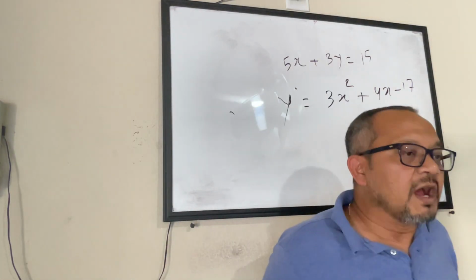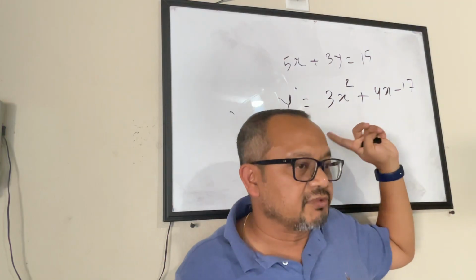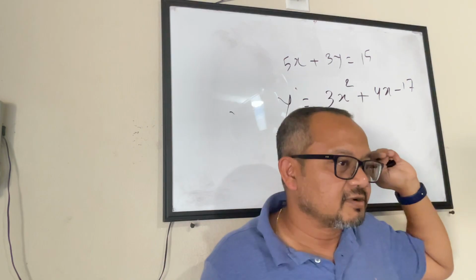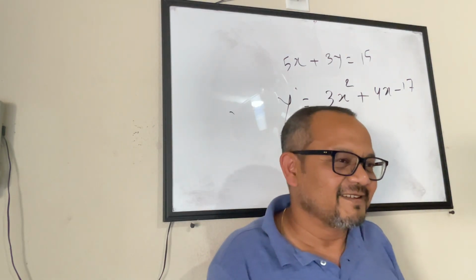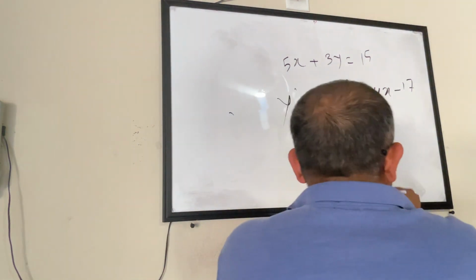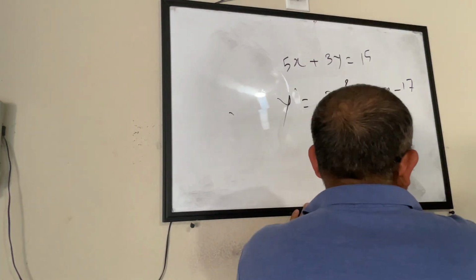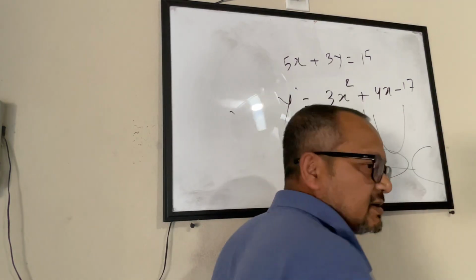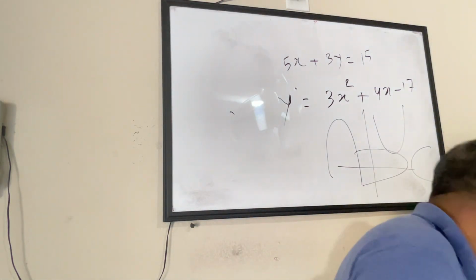Now we all know a linear equation helps us draw a straight line. What does this quadratic equation do? It draws a parabola for us. And when we say parabola, we are talking about something like this, something like this, something like this, something like this. Everybody with me so far? Yes, sir. Okay.